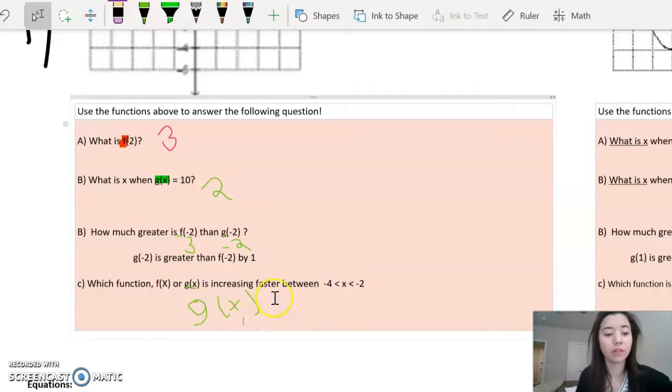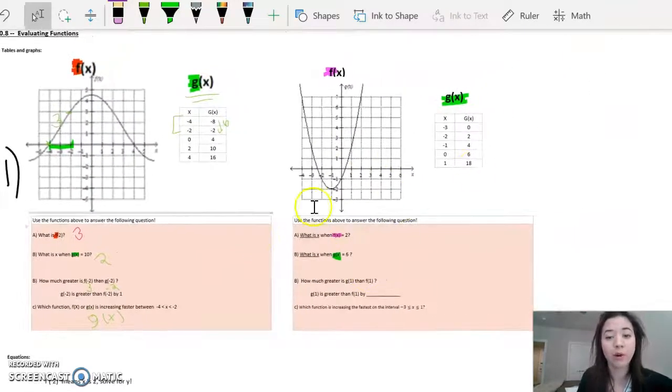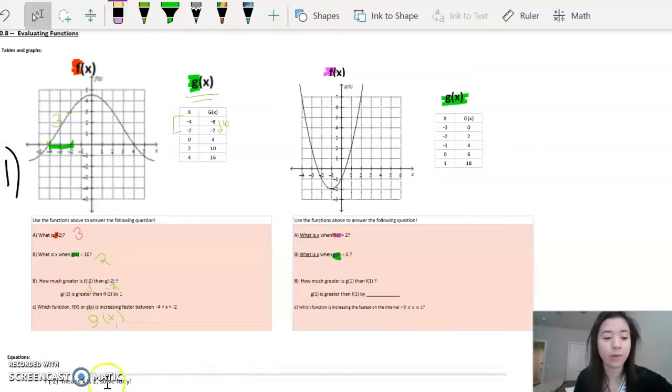Alright, so there is that model. I want you now to go ahead and try this next one here and use what we just did as a reference and see if you can figure it out, and then unpause me when you're ready to check your answers.